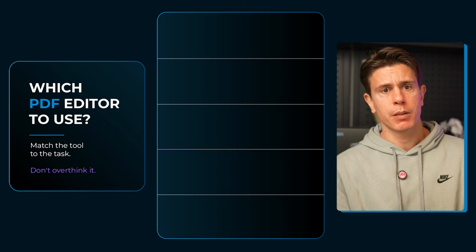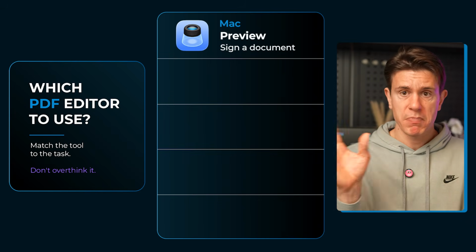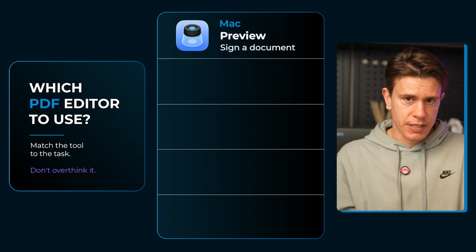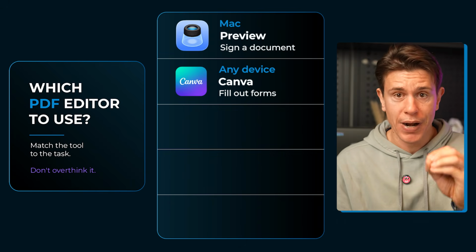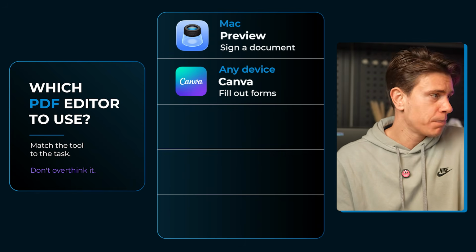If you need to sign a document right now and you're on a Mac, open it in Preview, use the signature tool, and you're done in 30 seconds. Done, right? If you need to fill out a form with text fields, just use Canva. Easy. Its PDF editor handles this perfectly in your browser, operating system agnostic. Upload, click the fields, type, download, boom.